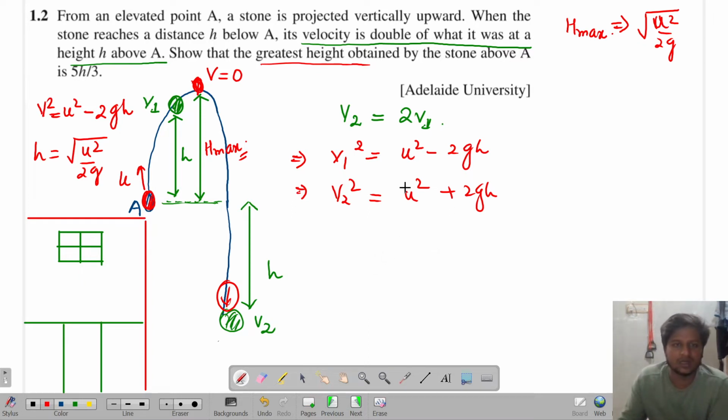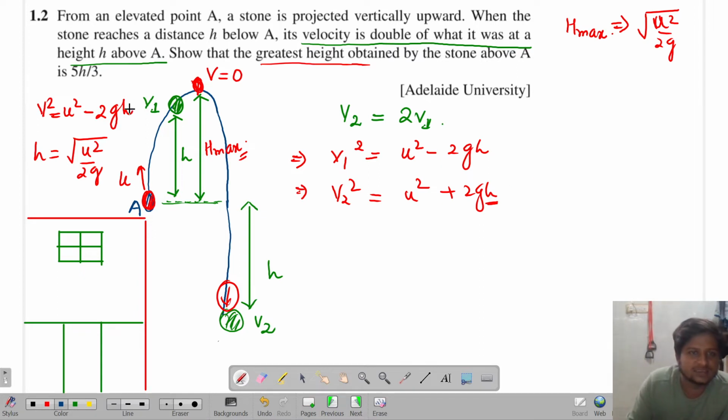Got it or not? Now you might ask, sir, the ball has come this much h down. First it has traveled h max, then h in the upward direction. Why have you taken displacement to be h only? That is a valid question or not, Hitesh? You should ask why this h is only there. The answer is this. Try to see.